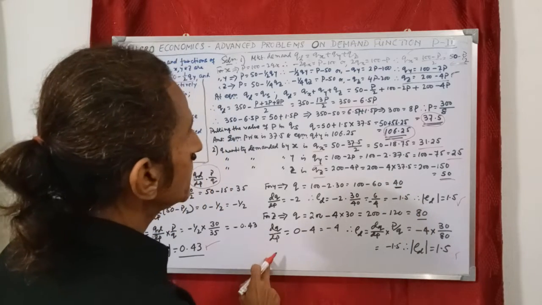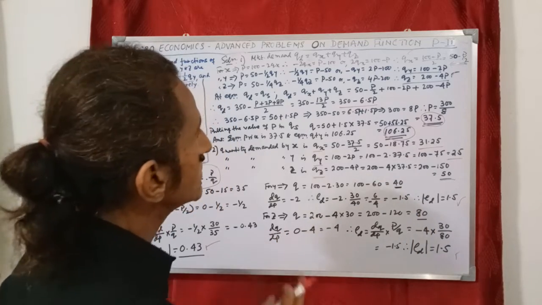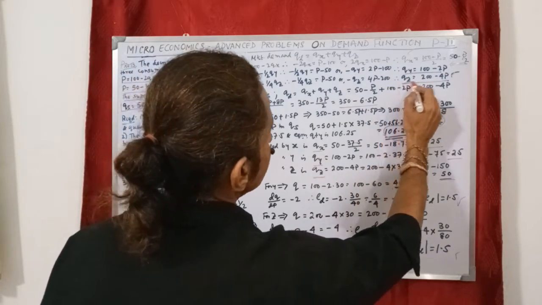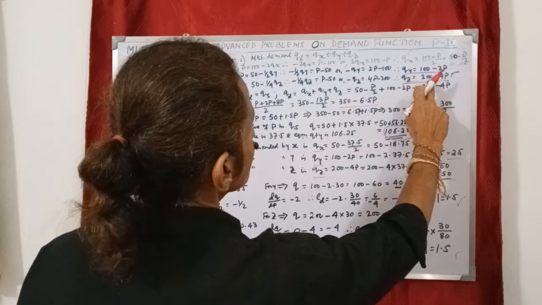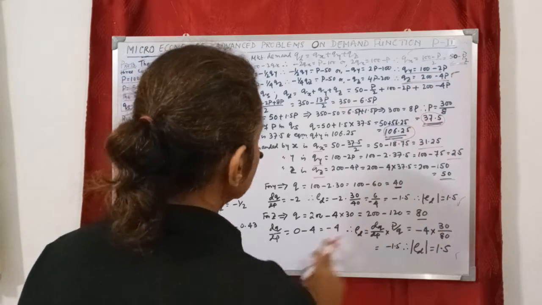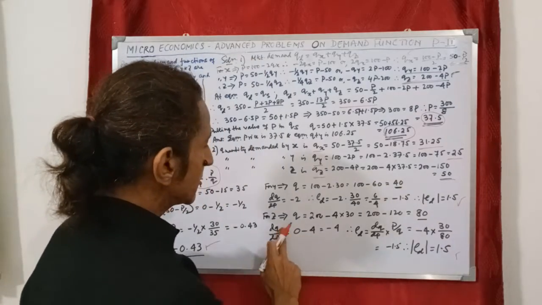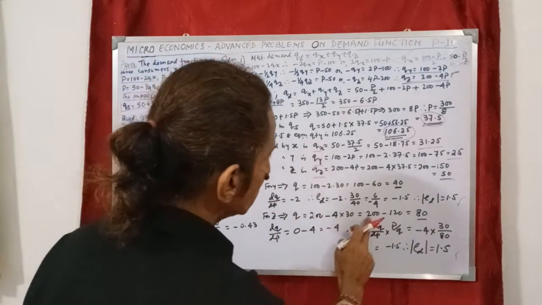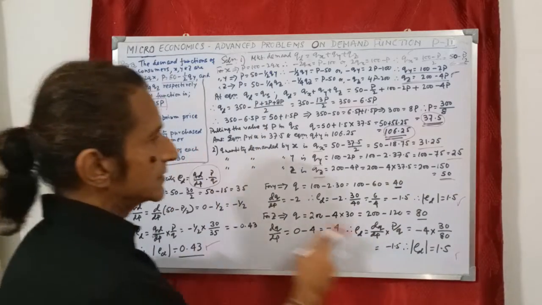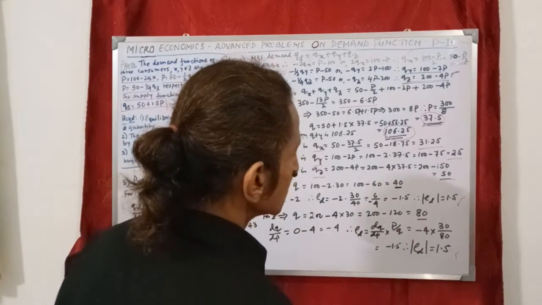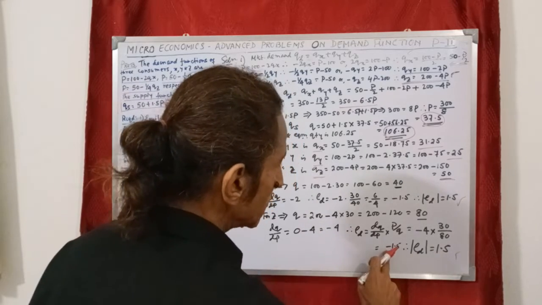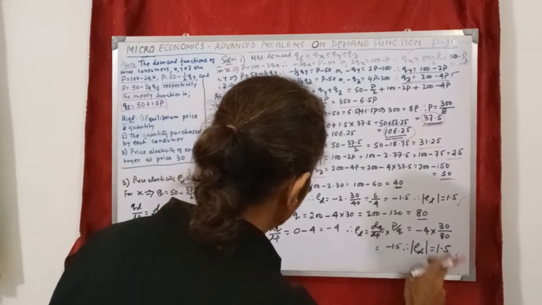And what is dQ/dP? For individual Z, we differentiate Q with respect to P in the demand function of Z. So we get minus 4. 200 becomes 0 and minus 4P becomes minus 4. So dQ/dP is minus 4. And it is dQ/dP into P by Q, that is minus 4 into 30, price, divided by quantity demanded 80. So it is minus 1.5. Again we ignore the negative sign and we get elasticity 1.5.